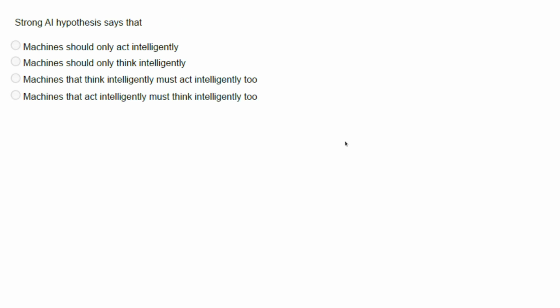The strong AI hypothesis says: machines should only act intelligently; machines should only think intelligently; machines that think intelligently must act intelligently too; and machines that act intelligently must think intelligently. This is a very good question, so think which one would be correct. What is the strong AI hypothesis? Which of the four is the correct one? So thinking and doing, it has been designed like that.